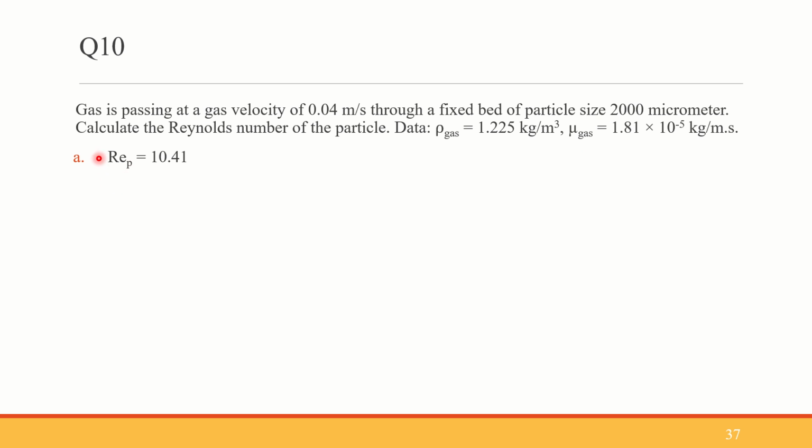Before that, if we look at the options: option A Reynolds number of particle is 10.41, option B 5.41, option C 11.41, option D 7.41. I'll give you a minute. Mostly you won't require that much time, but still try to get the answer. It is the simplest problem, I would say.